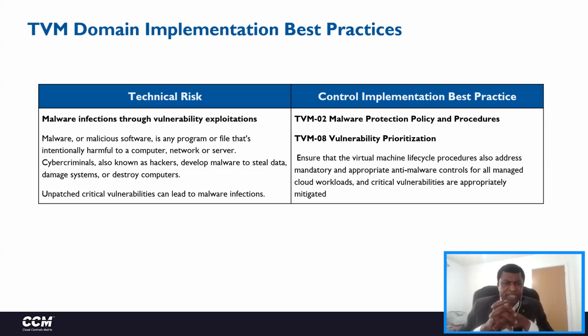So we've got TVM 02, which is malware protection policy and procedure, and TVM 08, which is vulnerability prioritization. Now, these two controls, if well implemented and operated as designed, will help ensure that the virtual machine's lifecycle procedures also address mandatory and appropriate anti-malware controls for all managed workloads, and critical vulnerabilities are appropriately mitigated.